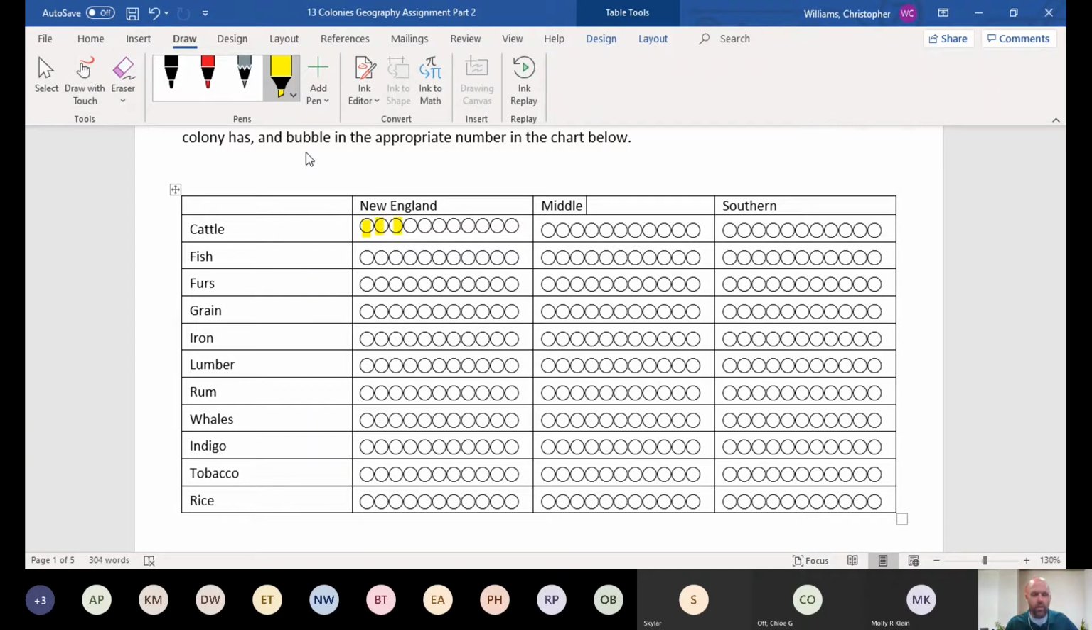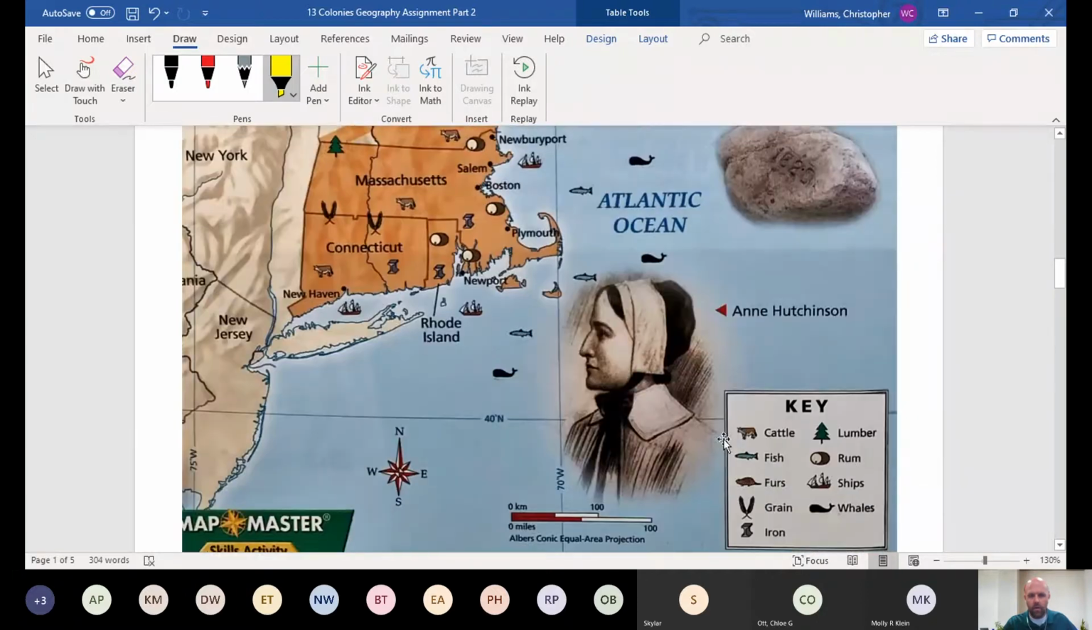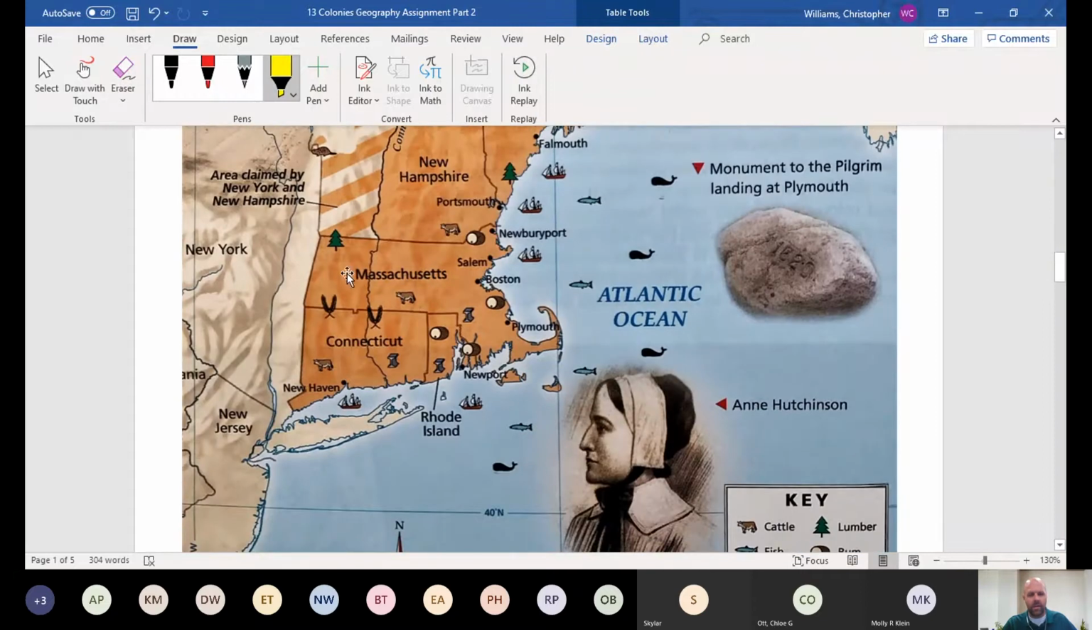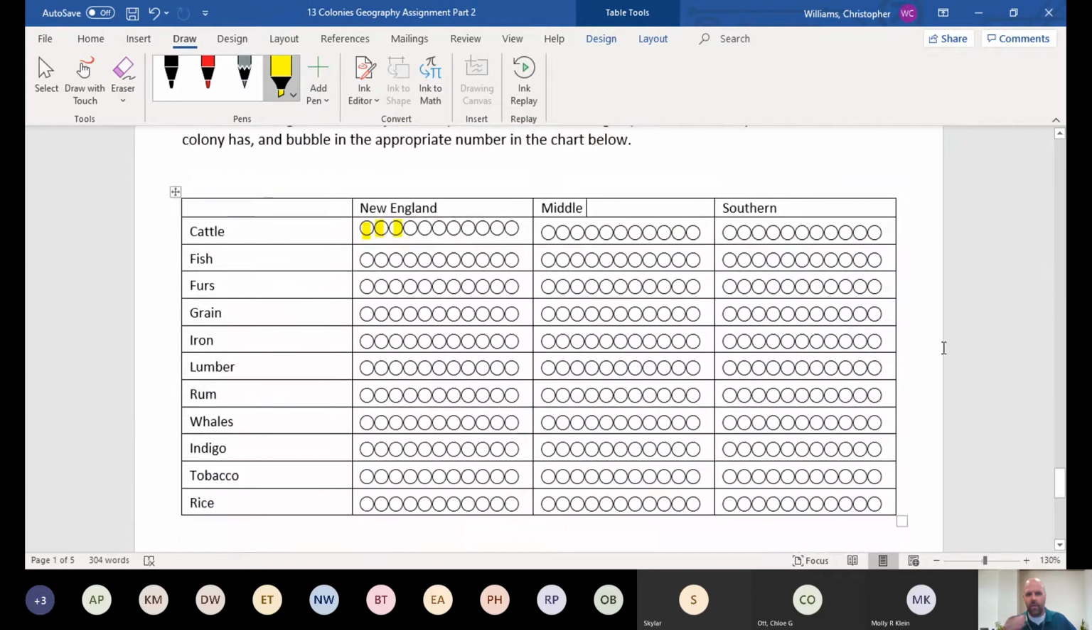Now somebody please share how many for fish. Go back to the map. And again, if you're struggling with how to do this, all you have to do is go up here, look at what the icon is telling you, and count up how many you see. Now, obviously, fish are going to be in the ocean. They're not going to be on land. So that's a helpful hint there. How many should we bubble in for fish? 6. Okay, furs. 3.